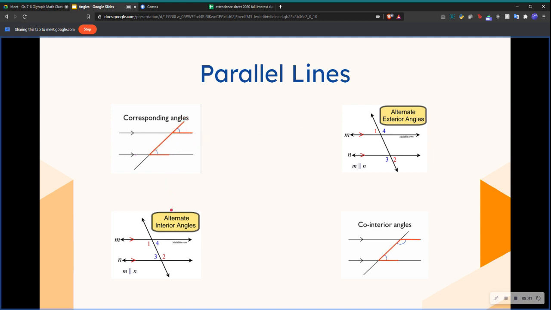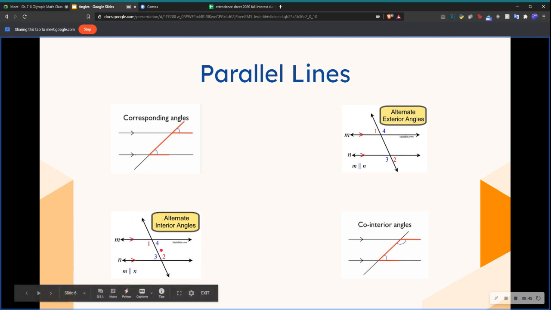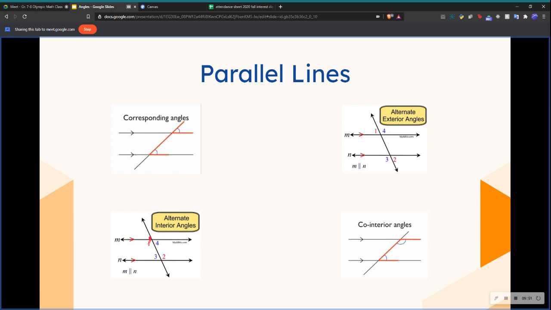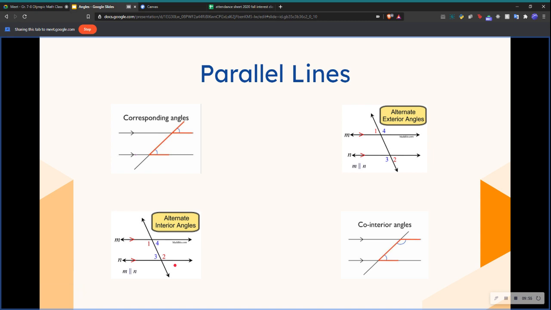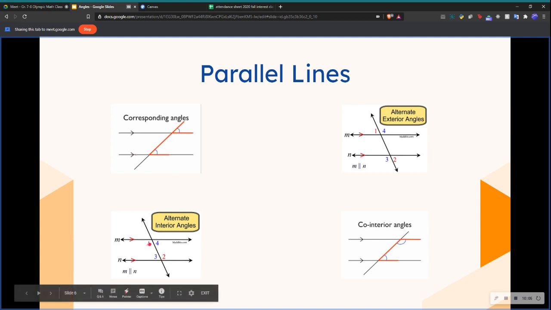And then let's go down here. This concept is called alternate interior angles. Basically you have an angle on one side and then an angle on the other side of a transversal. Say you have one on the top left, then the alternate angle would be on the bottom right. And say you have one on the top right, the alternate interior angle would be on the bottom left. Right?